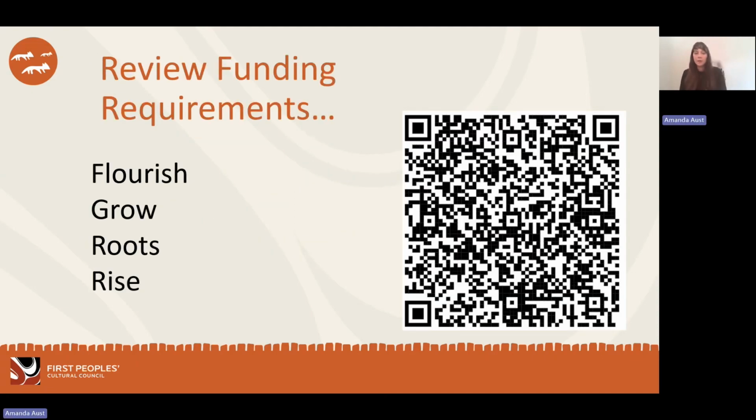You can scan this QR code to be taken to the Language Grant Funding Guide for more details and to review the funding requirements. It's a good idea to review the funding requirements. So we have 4 funding levels: Flourish, Grow, Roots, and Rise. And here's kind of how the language revitalization plan plays into that.